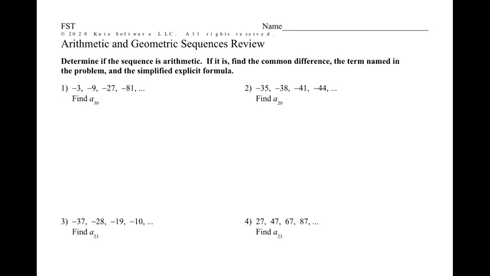To find out if it's arithmetic, we'll take -9 minus -3, which is -6, and -27 minus -9, which is -18. So this one is not arithmetic because you don't add the same thing or subtract the same thing to get the next number. So you don't have a common difference, you have, I guess, uncommon differences. Looking at number 2, let's try this one.